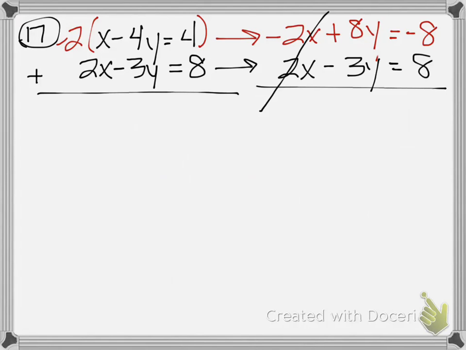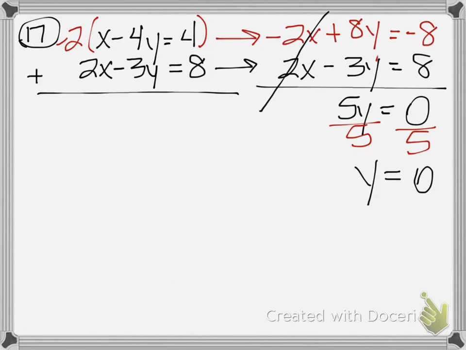So -2x, 2x gone. 8y, -3y ends up being 5y. Equals, well, that'd be 0. Okay, which is fine. Now, what's y have to be? I mean, you could divide both sides by 5. But y is going to be what? 0. Now, some students, they panic and they think, oh my God, is it no solution? No. -8 and +8, 0. 0 is a number just like anything else. And that's a location on the coordinate plane. So that's fine. So we got y equals 0.